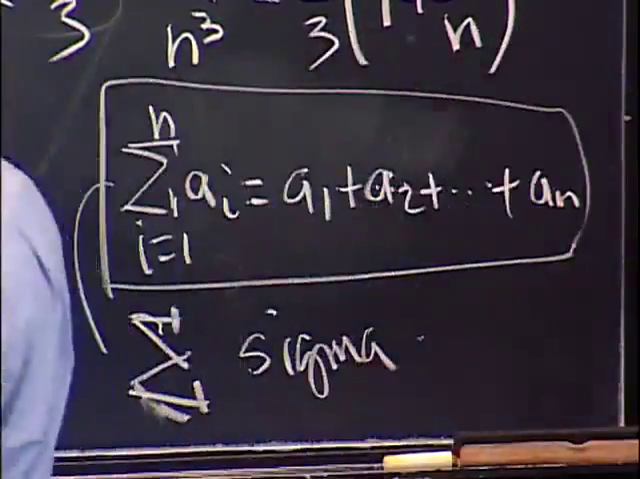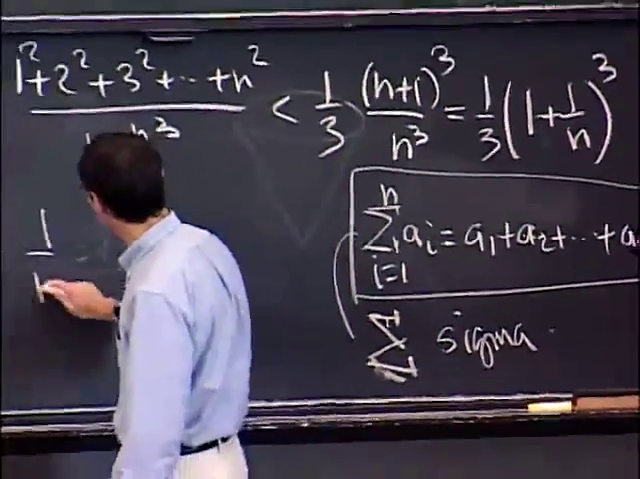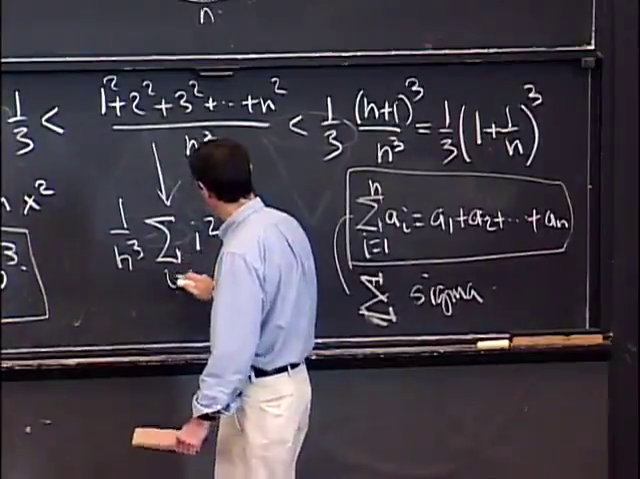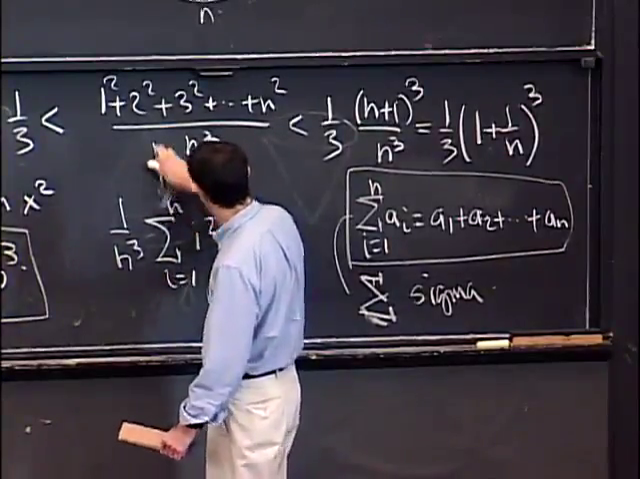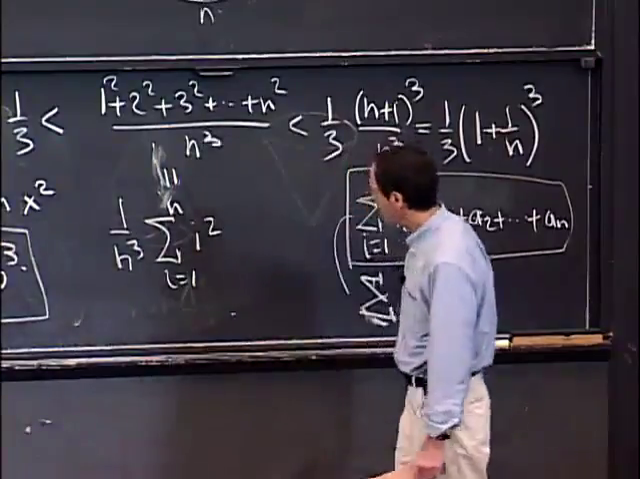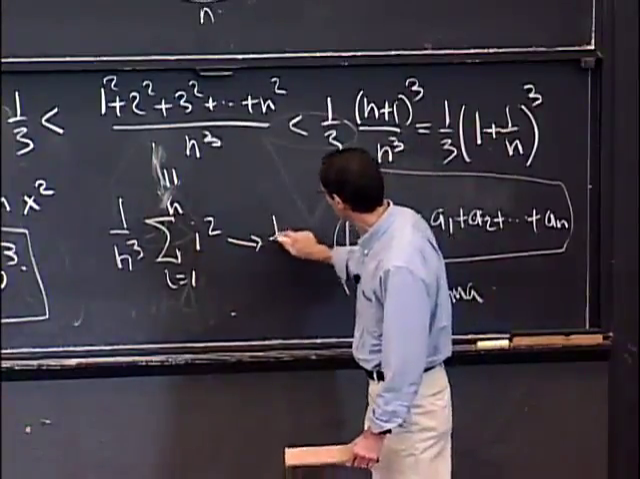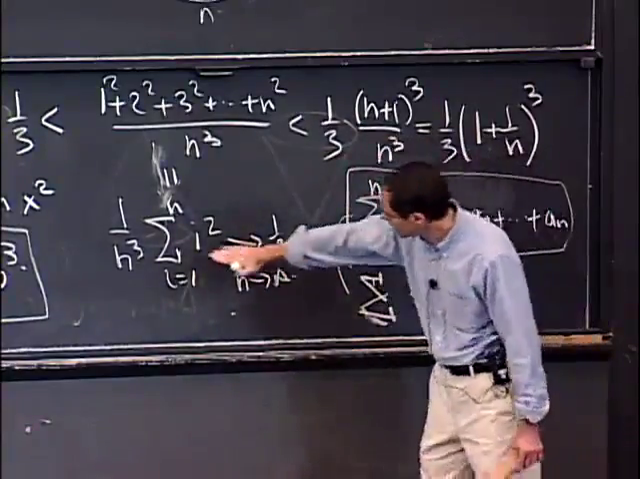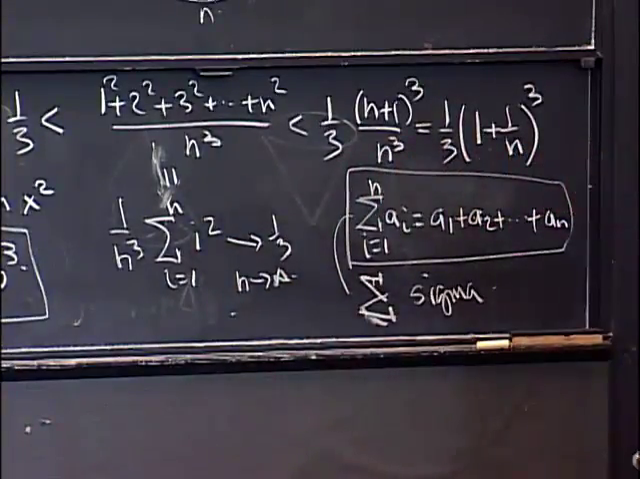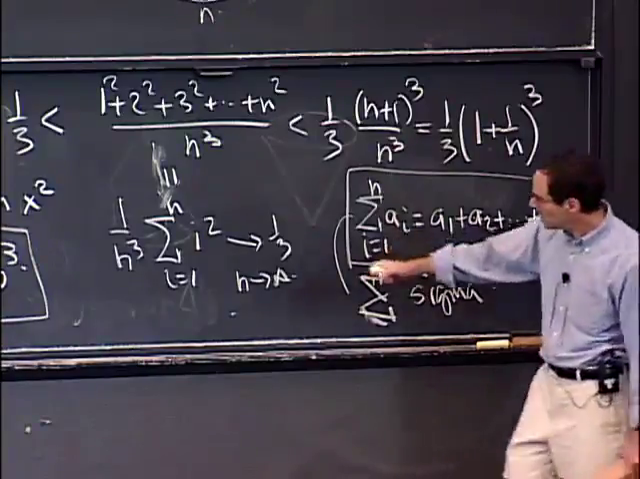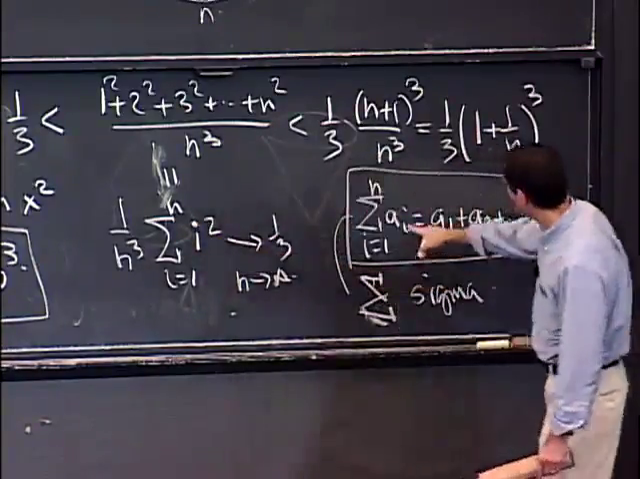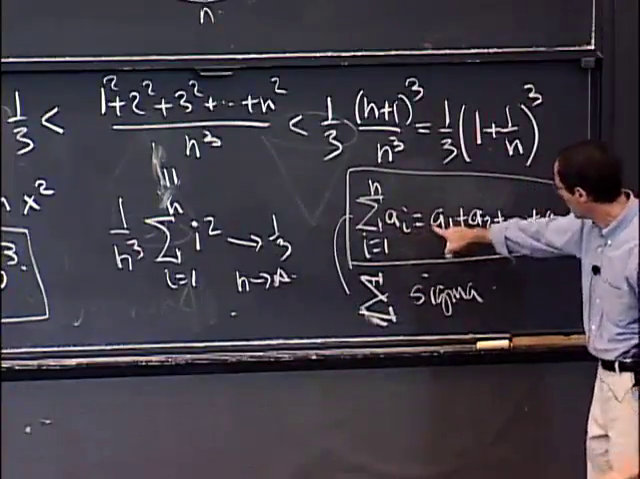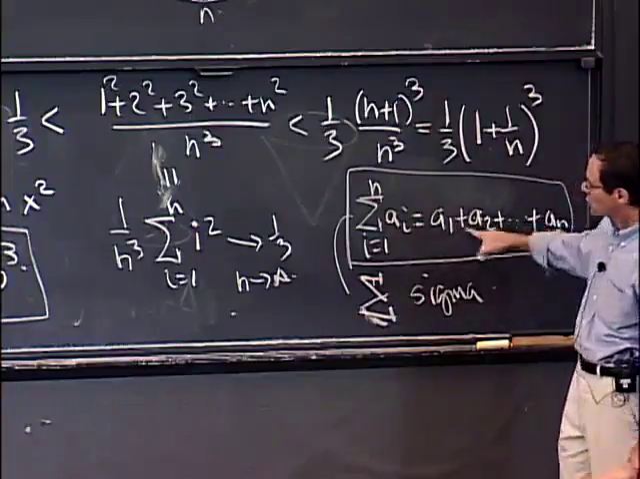And so this quantity here, for instance, is 1 over n cubed times the sum of i squared, i equals 1 to n. All right, so that's what this thing is equal to. And what we just showed is that that tends to 1/3 as n goes to infinity. So this is the way the summation notation is used. There's a formula for each of these entries, or summands, and then this is just an abbreviation for what the sum is.